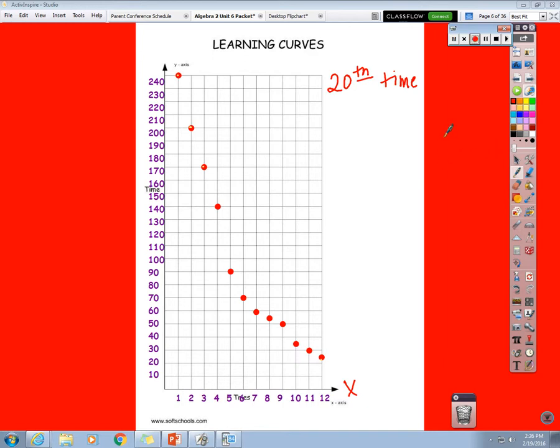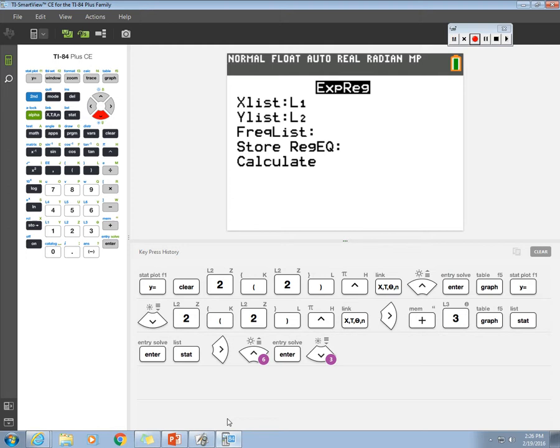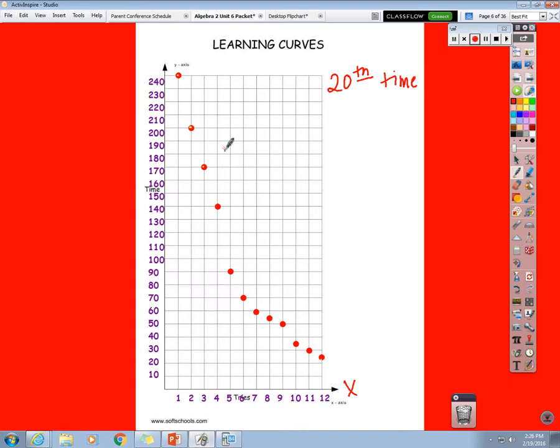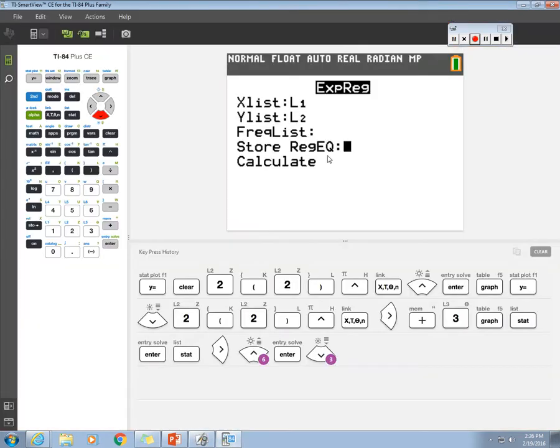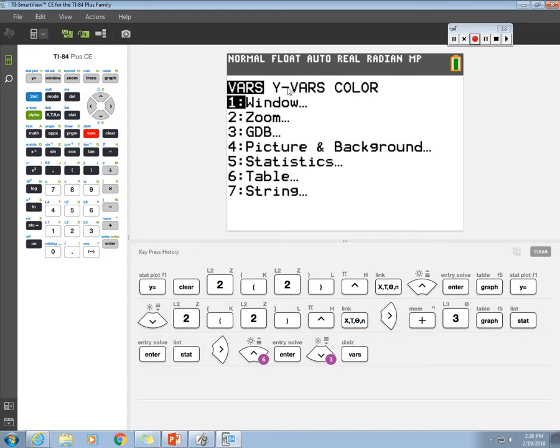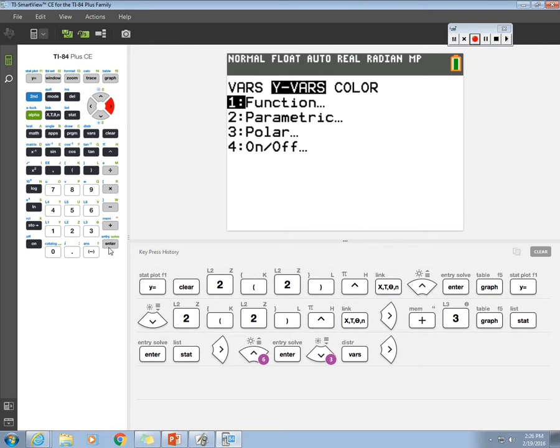Okay, here we go. So what we're doing here is we're putting in the data from the graph into the calculator. Now, I want to be able to graph it on my calculator, because are you always going to want to have to do a graph by hand? No. So let's go ahead and set it up to graph. The way you do that is bars, y bars, function.